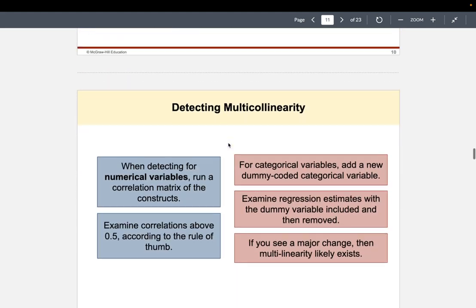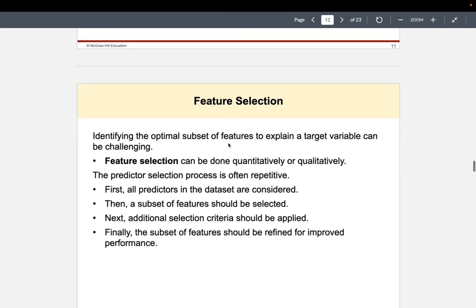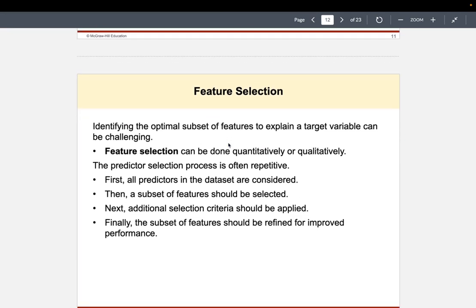Anything interesting in here? I want to chat about these. Feature selection. Feature selection is a big thing. The lab that we do using AutoAI features feature selection. They actually call it feature engineering.